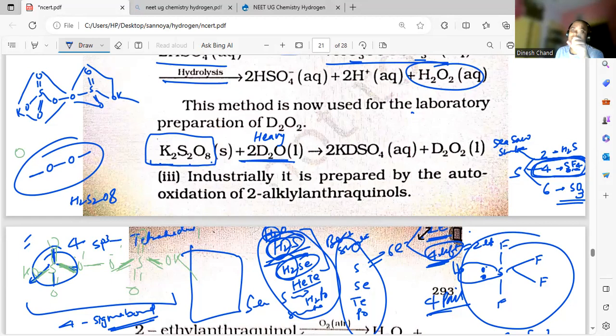No, per each sulfur atom we have to go, na. Each sulfur atom we have to go. Sir, I thought you were asking for whole molecule. No, this is also sp3. This is also sp3. So that is why tetrahedral.